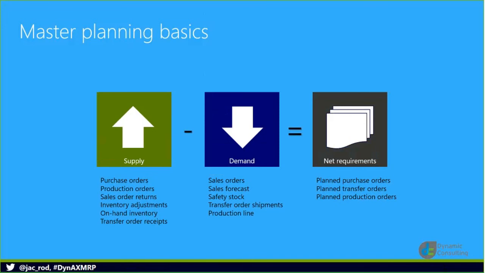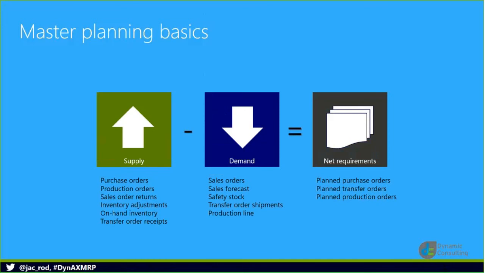As far as demand that's going out of your system, we're talking about things like sales orders or sales forecast. Safety stock itself, or minimum inventory level, is classified as demand too. And then transfer order shipments, production lines, inventory movements, transfer journals, those types of things are all demand, anything going out of the system.